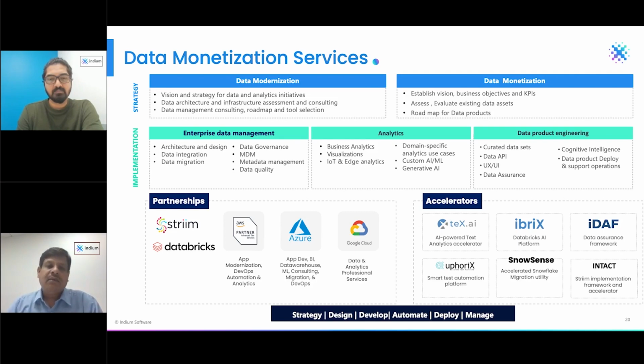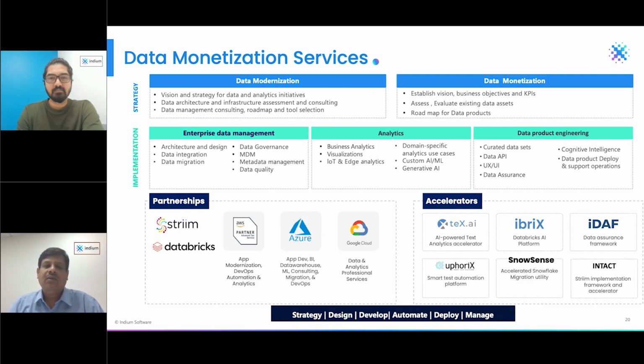Second is the analytics part of it, where you're trying to bring in advanced data science or AI/ML concepts and techniques for business analytics, building visualizations, or advanced AI/ML-based use cases to develop the data products. Finally, the data product engineering itself: how you're going to bring in the data set that is really necessary for the data products, which is completely aligned to the market you're trying to target.